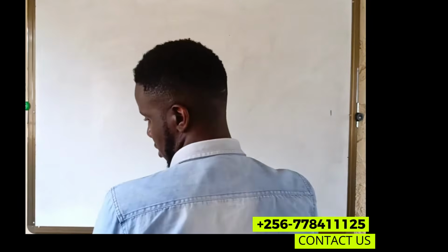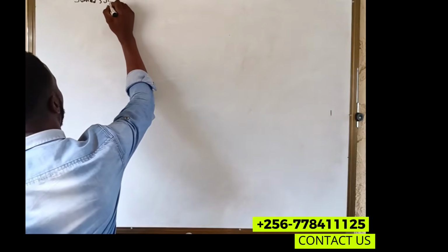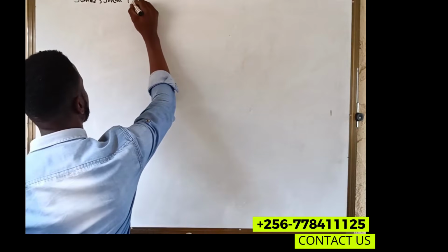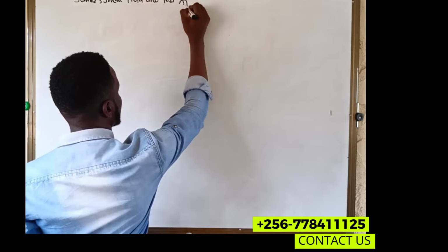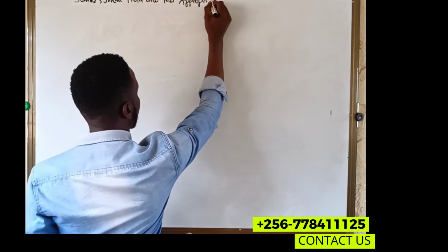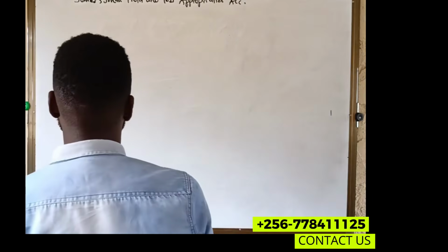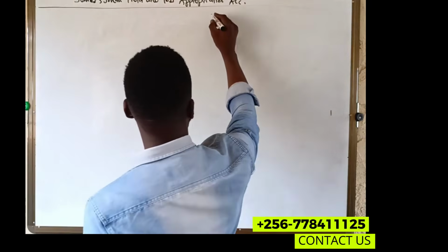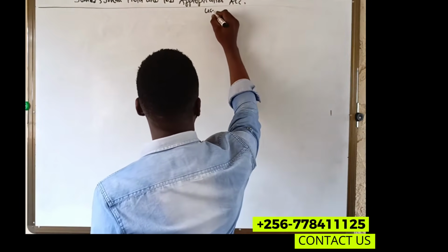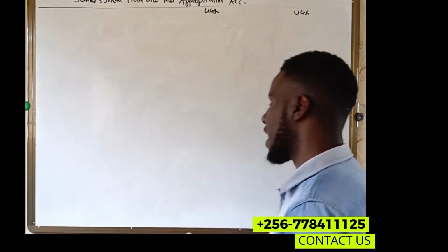So we shall say James and Jonah profit and loss appropriation account. We shall have our shillings here and our shillings here.